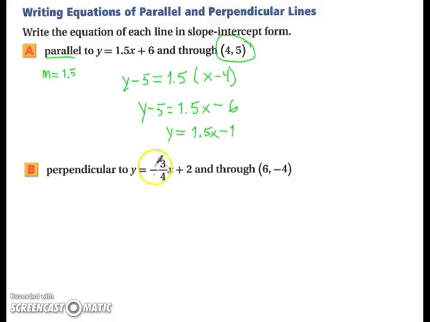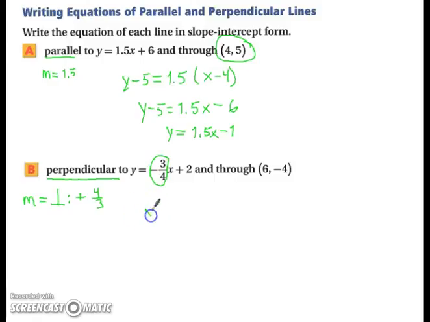You're going to do the same thing for b, only if it's perpendicular, your slope isn't the same. It's going to be the opposite reciprocal. So if it's negative, it's going to be positive, and then we need to reciprocate it. So it's going to be 4/3. So this is going to be our slope for it being perpendicular. So it's a positive 4/3. And now we just follow our same steps.